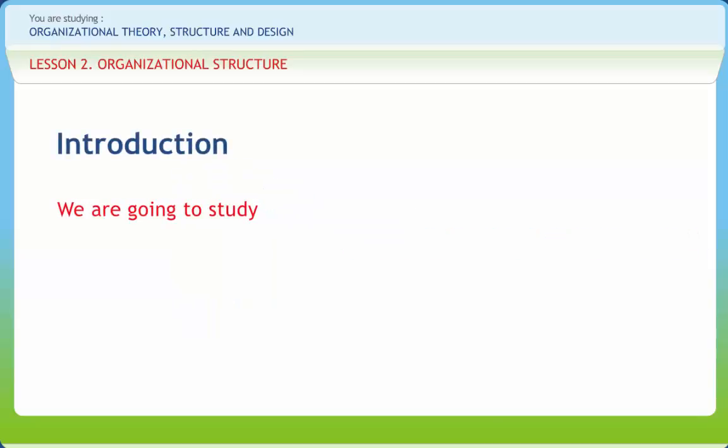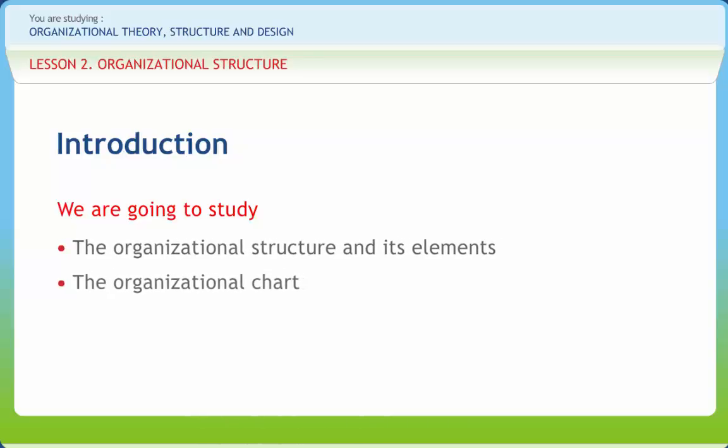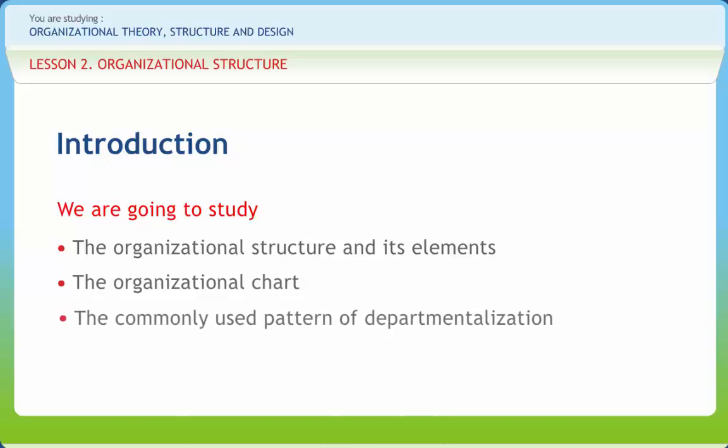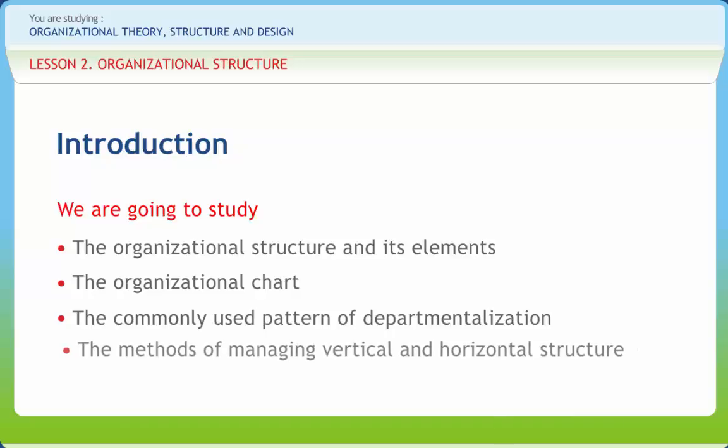We all know that an organization structure defines how job tasks are formally divided, grouped, and coordinated. Jobs are grouped into departments and departments are linked to form the organizational structure. In this lesson, we will discuss organizational structure and its elements, describe organizational chart, identify the commonly used pattern of departmentalization, and explain the methods of managing vertical and horizontal structure.